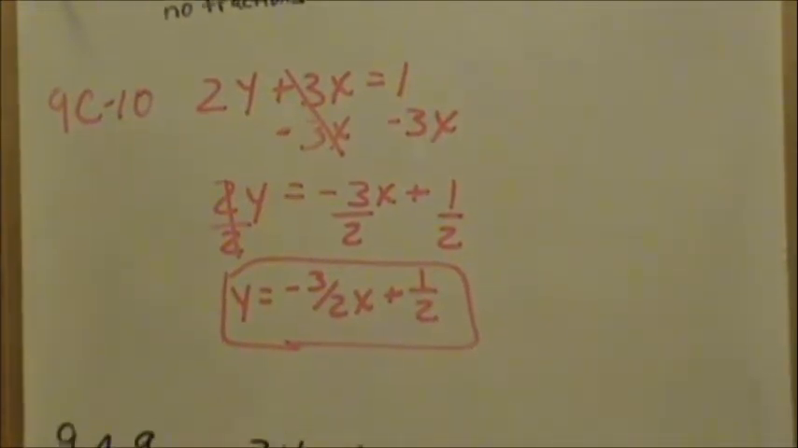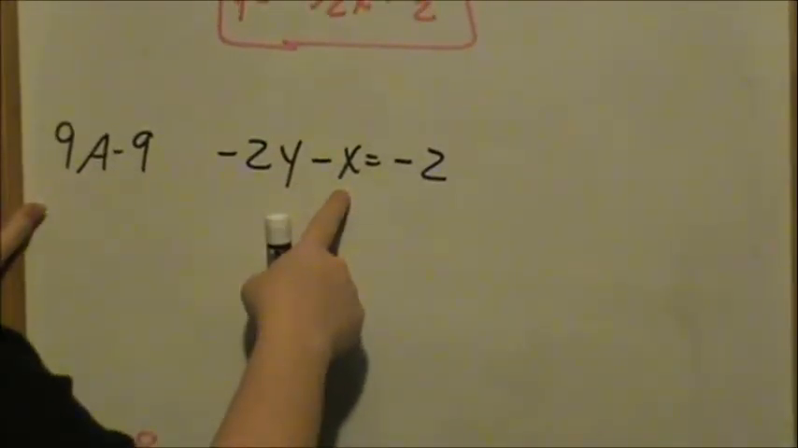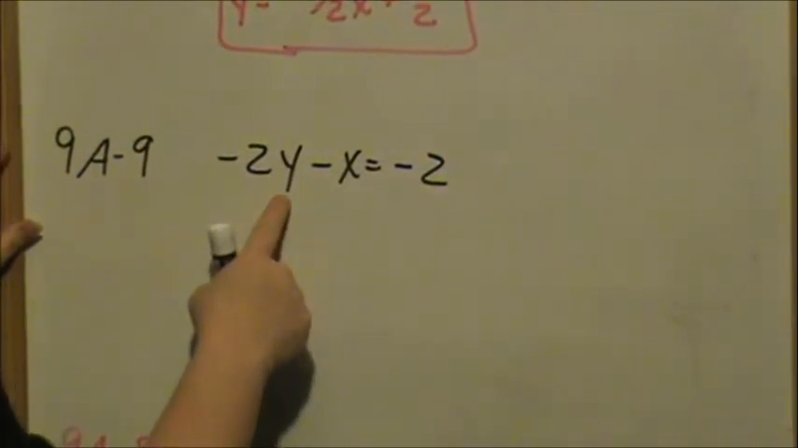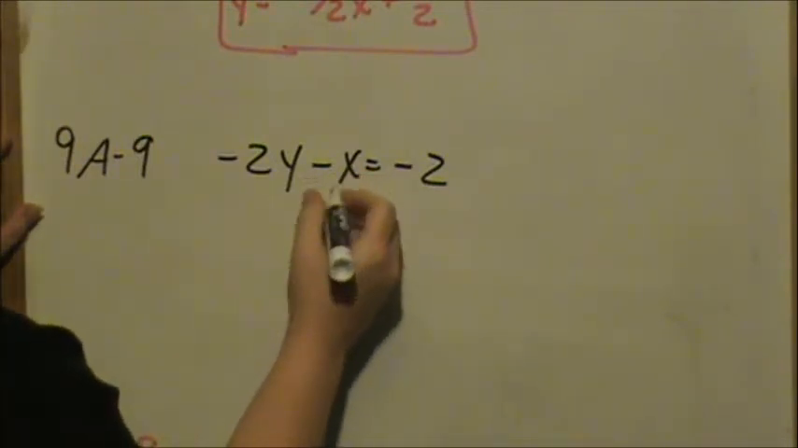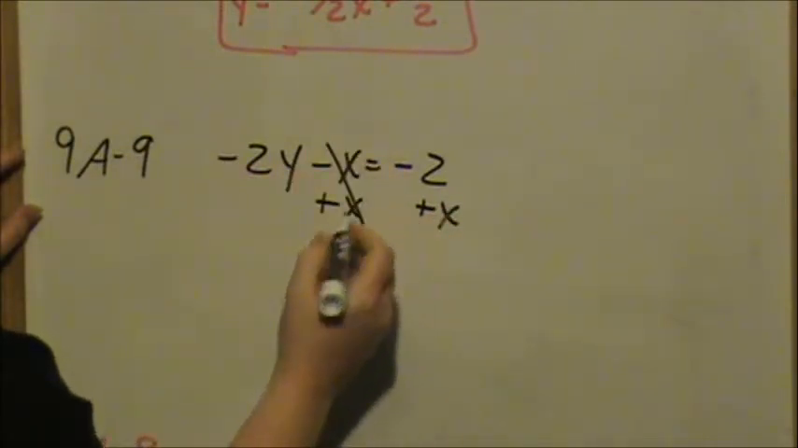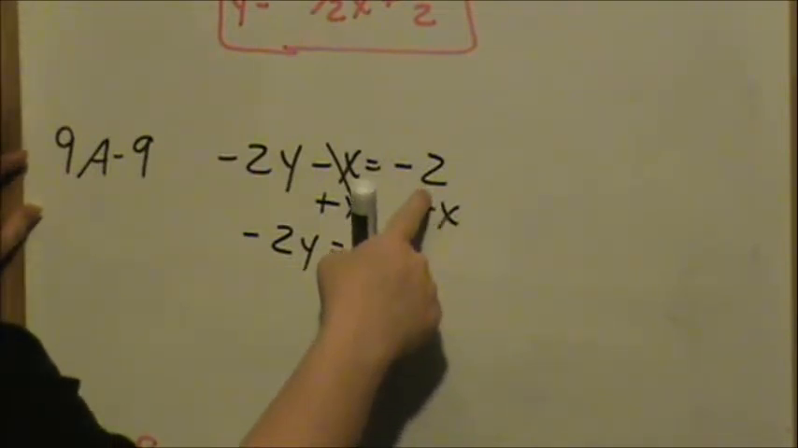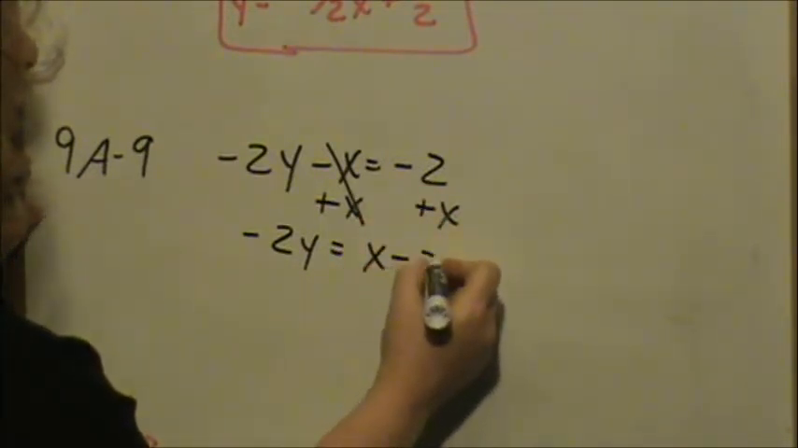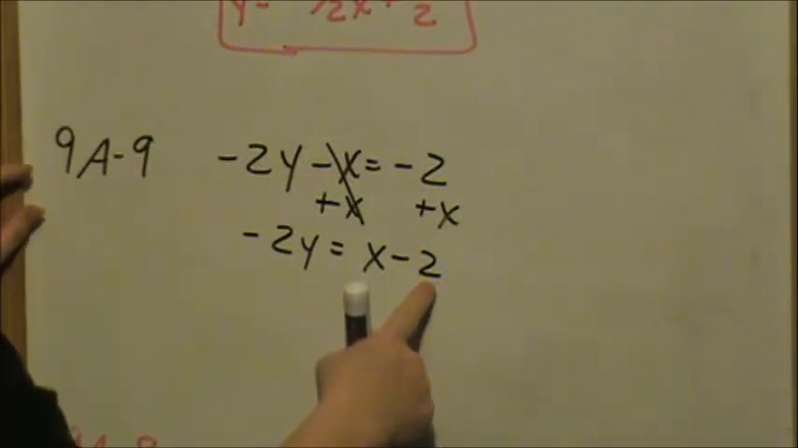Now let's go to 9A9. Again, this is in standard form, where x and y are on one side and whole numbers on the other, and we want to change it into slope-intercept, which is y on one side and everything else on the other side. The first thing to always do is move your x over. Since I'm subtracting x, I need to add x in order for it to cancel. I have to do it to the other side as well. That goes away. I'm left with negative 2y equals, and you cannot add x's to whole numbers, so you write x minus 2. In slope-intercept form, your x term is written first and then your y-intercept last.